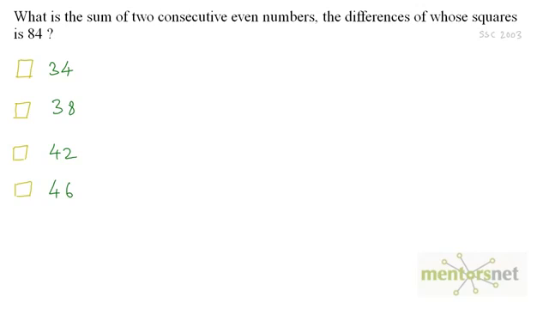So the two consecutive even numbers can be written like, if we take the first number as x, the next number will be x plus 2, because the difference between two even numbers which are consecutive is 2. So the difference of squares is given, which is 84. So the bigger number square minus the smaller number square is 84. So we have (x plus 2) whole square minus x square is equal to 84. This is what has been given.